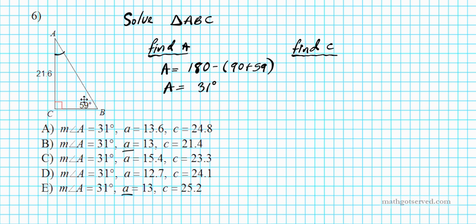If we want to find side C, let's label it first. This is little c, this is little b, and this is little a.